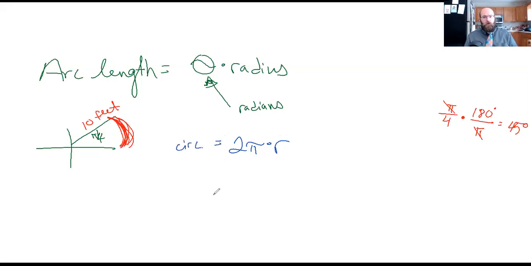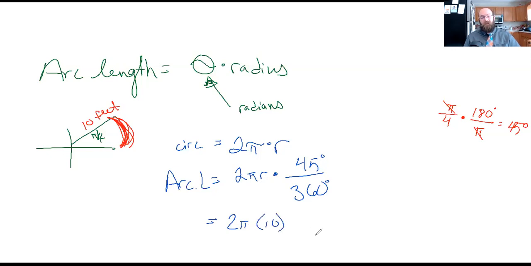But I don't want the circumference of the whole circle, right? I just want a fraction of the circle. So my arc length, if I'm looking at degrees, is going to be 2 pi r times the fraction of this arc. So it's going to be 45 degrees out of an entire circle, which is 360. Then I would simplify this and plug in my 10 again. So 2 times pi, 10 feet for my radius, times 45 degrees for this particular piece out of 360 degrees for my whole circle. So that is finding arc length through radians and through degrees.